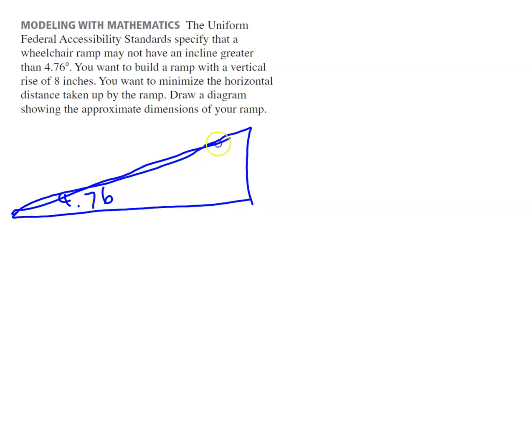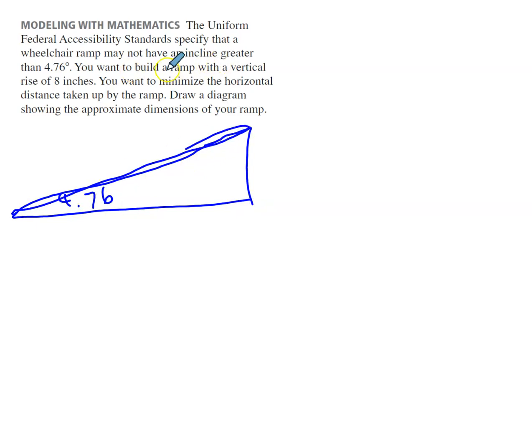Okay, in this example, we're talking about the Uniform Federal Accessibility Standards that set how steep a wheelchair ramp can be. You can see that pushing a wheelchair, or rolling your own wheelchair, would be much more difficult the steeper the incline is. And for safety, if the person were to roll backwards, you don't want the incline to be super steep. So they don't want the angle to be any more than 4.76. This is your ramp here.